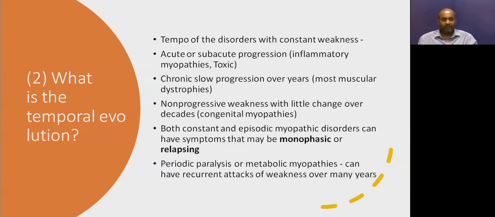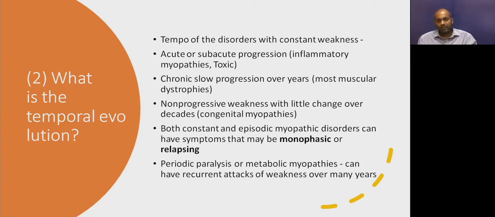So that we should elicit. And also, if the patient has a constant weakness, we should ask what is the tempo of the disorder. Whether it came on acutely or subacutely, like in inflammatory myopathies or toxic myopathies, or is it a chronic slow progression over years, as we see in most muscular dystrophies, or is it a non-progressive weakness with little change over decades, like we see in congenital myopathies.